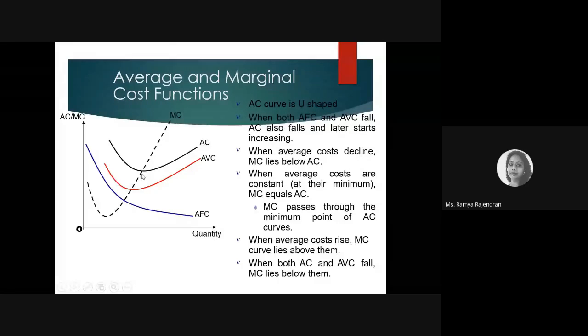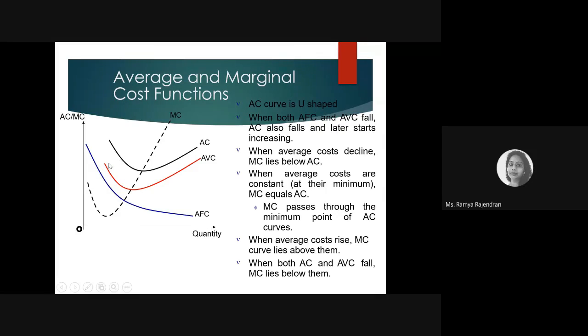So this is the place where, most of the time, firms will be keen on producing, because they have less variable cost as well as less average cost and optimized marginal cost. Okay, so when the average cost is rising, the MC curve lies above it. See, when this is increasing, this is also increasing, but it is increasing dramatically, right? When AC and AVC are falling, MC will lie below them.